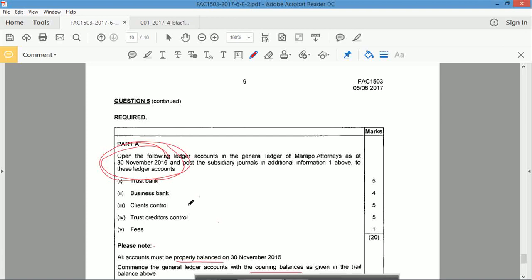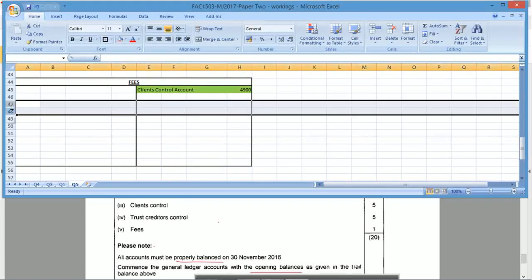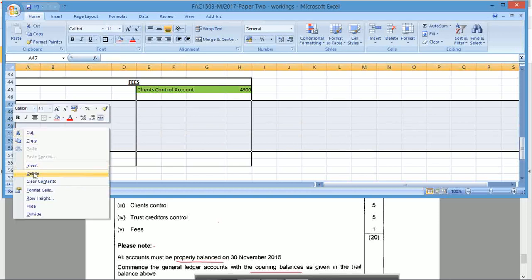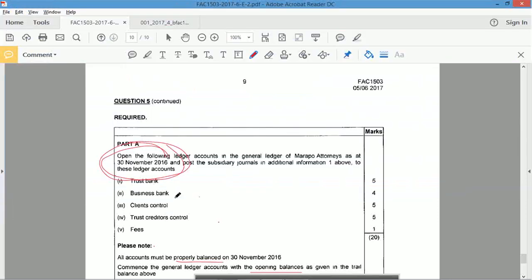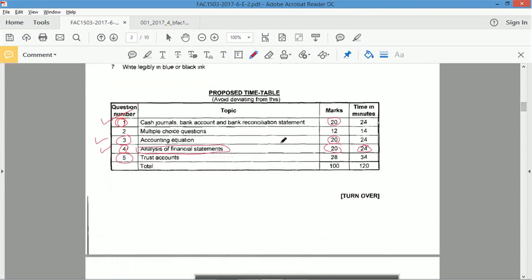Part A complete. Happy? Kind of. Yeah, this was a difficult question in this particular exam. Okay. Right, now we've got one more question to do. You've done 4 of the 5 questions. You still have question 2 to look at, which is multiple choice. It's a lot yet. 12 marks.